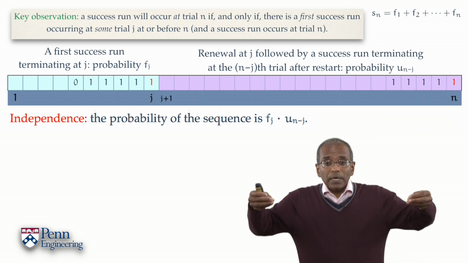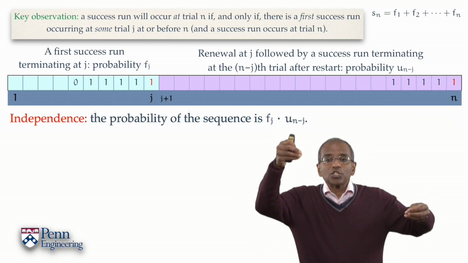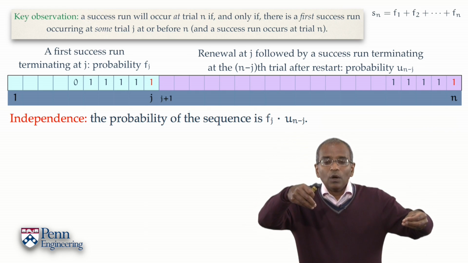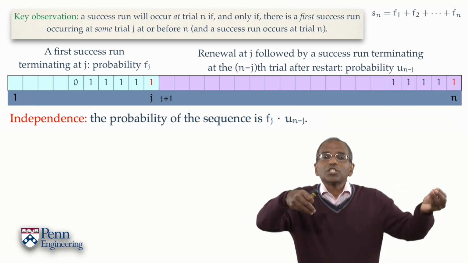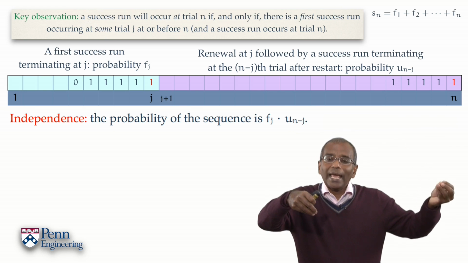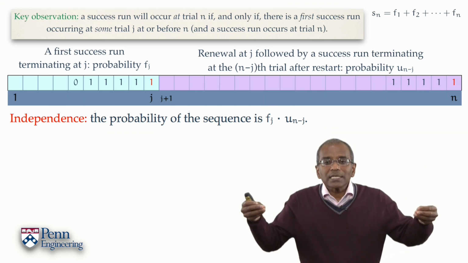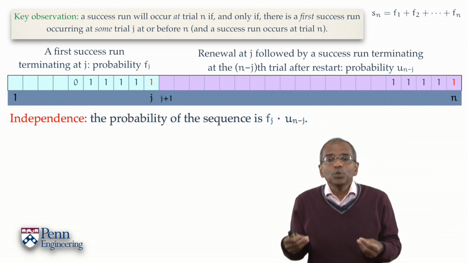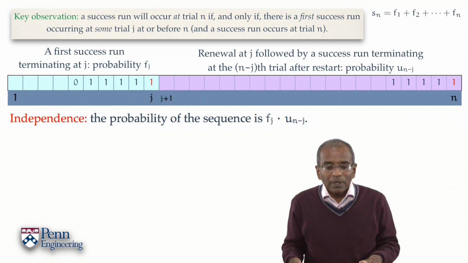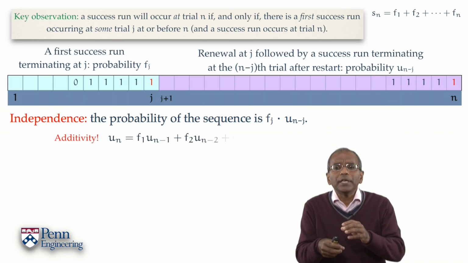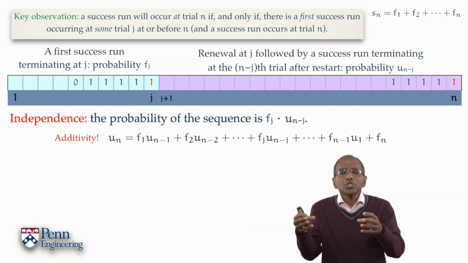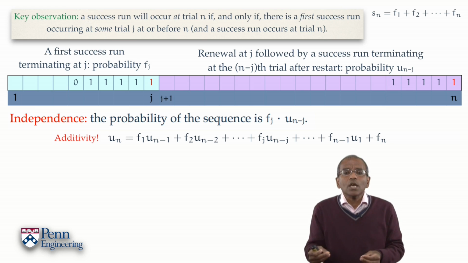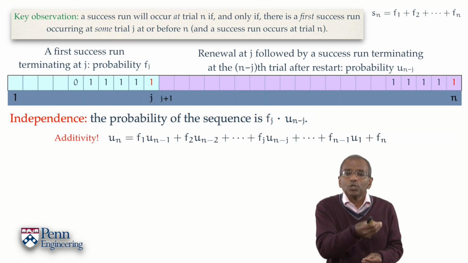Now, what we've discovered is that if there is a first success run at trial j, followed by another success run at trial n, the probability of that is f_j times u_{n-j}. Now we simply appeal to additivity to stitch together the various possibilities for where the first success run could occur.